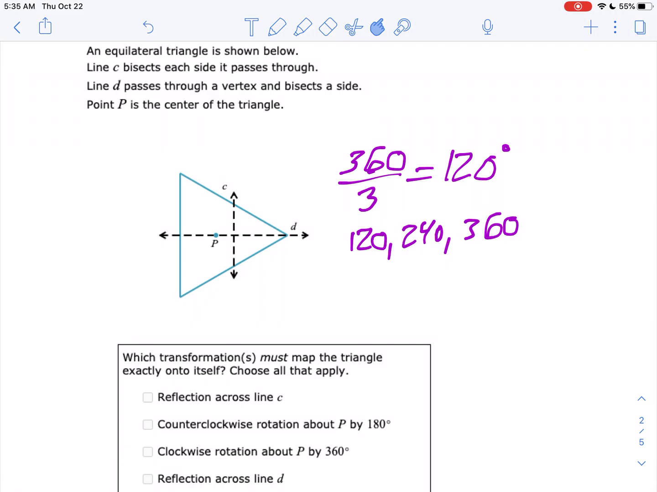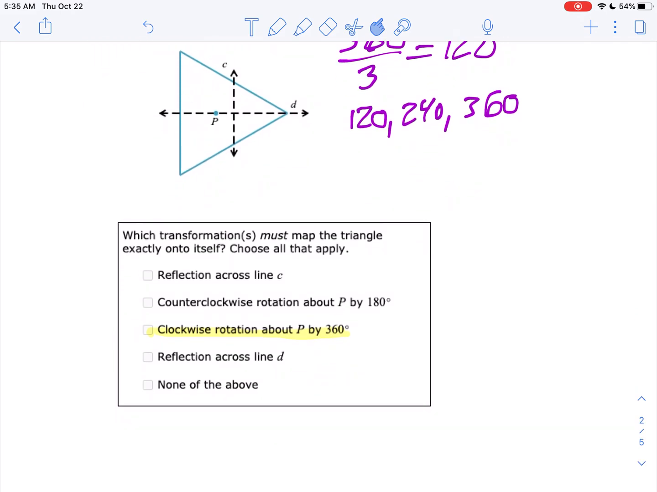If you reflect it across line C, point D ends up over here. There's not a point here, is there? So that is not the same, because symmetric means you have to put it onto itself. How about 180 degrees? Well, 180 degrees is not a multiple of 120, so that's not it. 360, yes, because you can always rotate it by 360. I think that's the one you didn't have on your affirmation. Reflected across D. Now that one we can reflect across D because it will match up. I think you had that one on your affirmation.